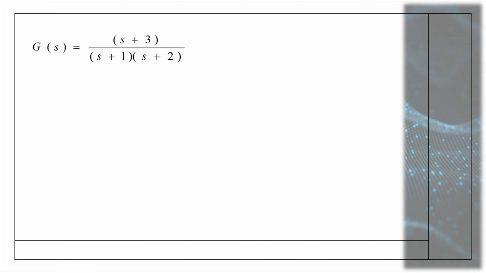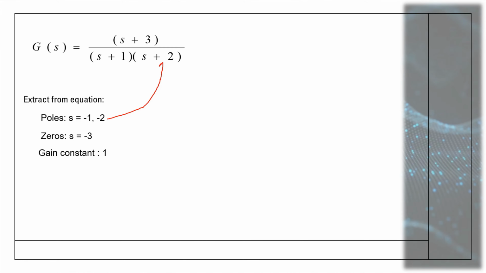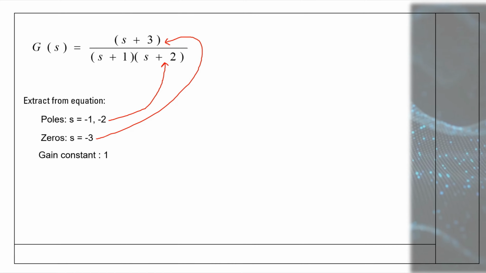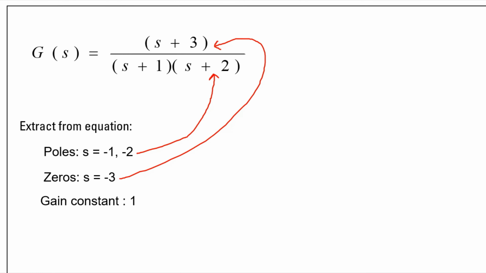Here is what you need to know. You need to extract from the equation where the poles are, where the zeros are, and where the gain constant is. The poles are at the bottom of this equation, and the zero is at the top of the equation. Why is this one negative and this one positive? From here you can get the coordinates for the poles.